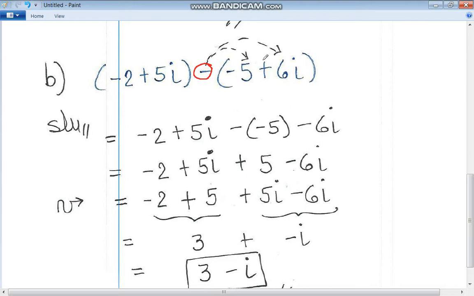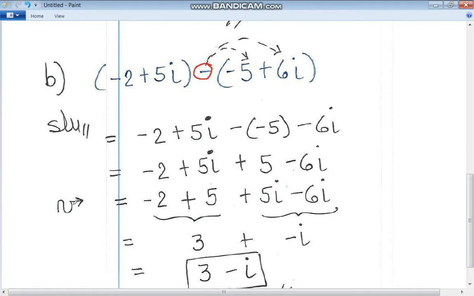the negative sign across the parentheses. So we get negative 2 plus 5i minus a negative 5, minus a positive 6i makes minus 6i. Be very careful about distributing that negative sign. So, I'm going to clean up the double negative: negative 2 plus 5i plus 5 minus 6i.